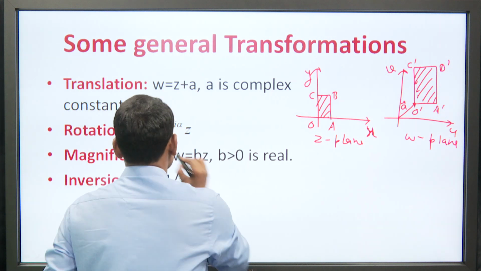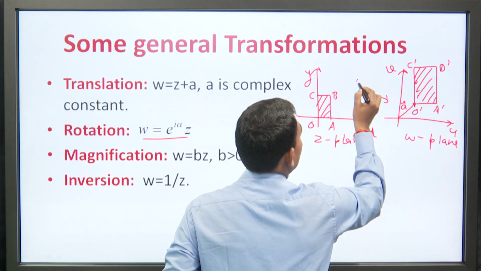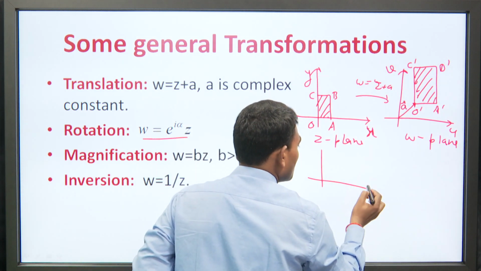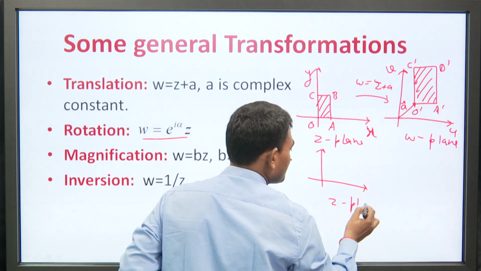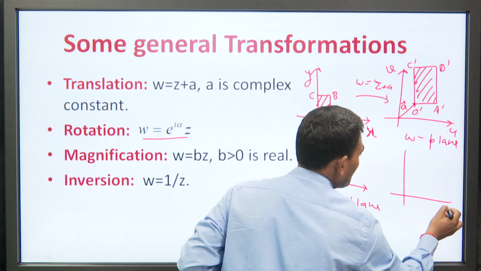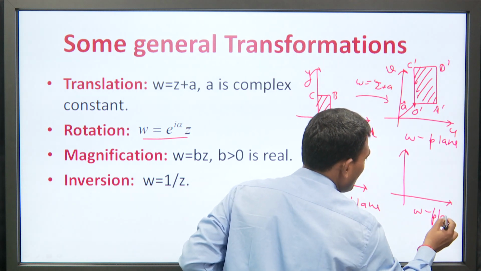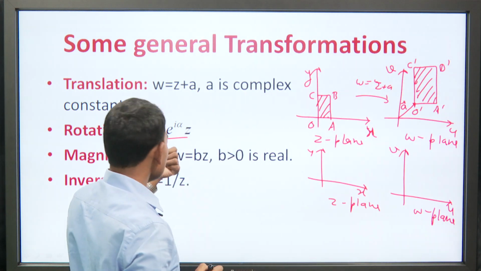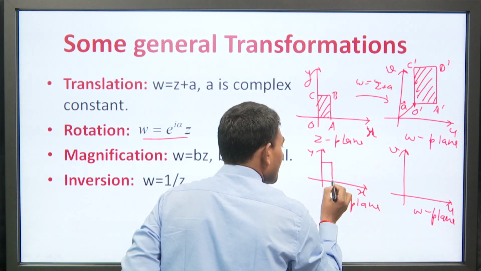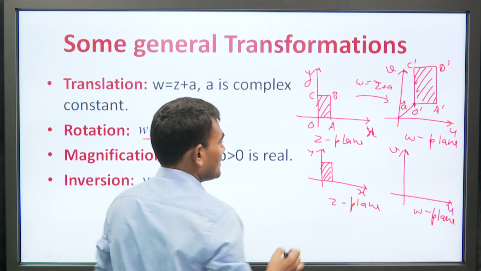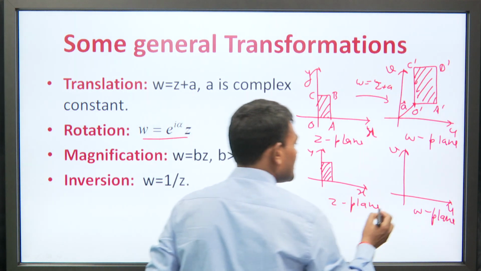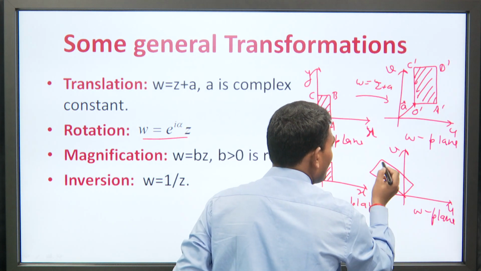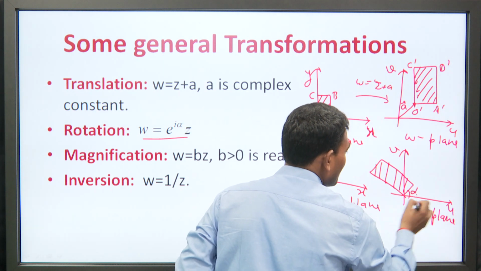Now, the second thing, rotation. Here again there are two planes, the z plane of complex numbers and the omega plane, which is also of complex numbers, with u, v and x, y. Then by this transformation, the figure in this plane will be transformed into the same figure with rotation. This is alpha, the angle of rotation.